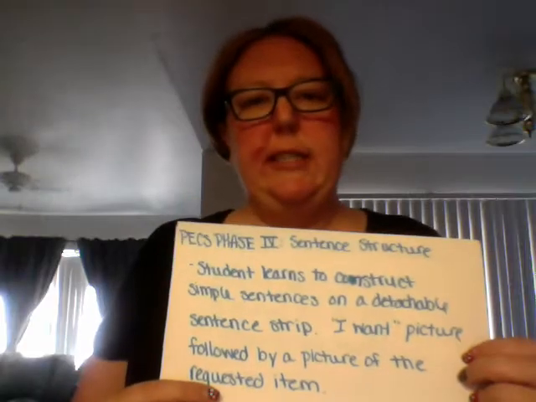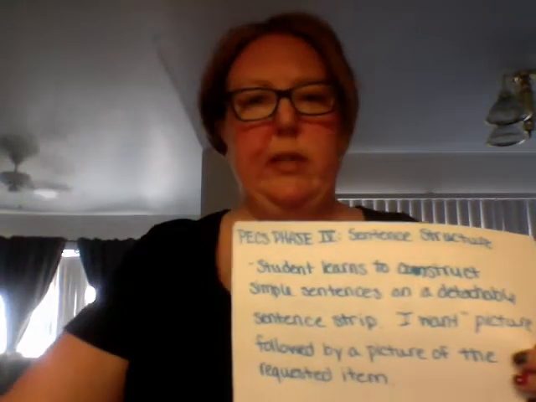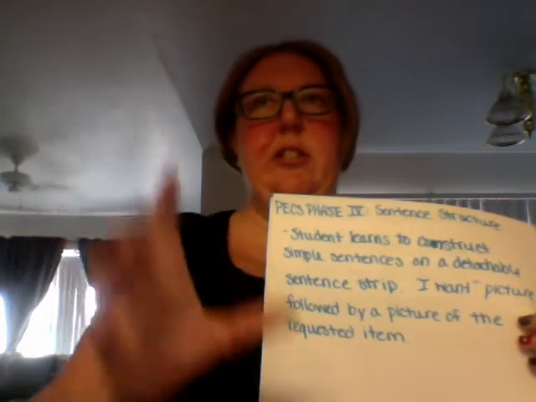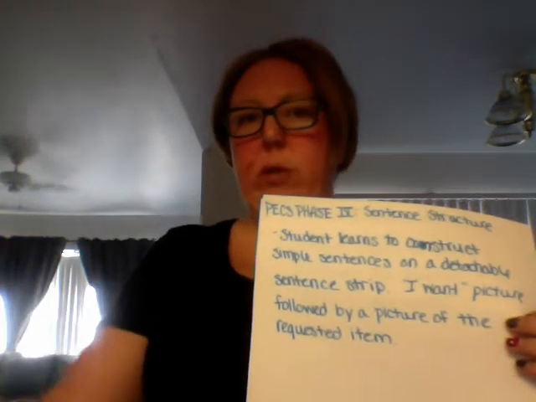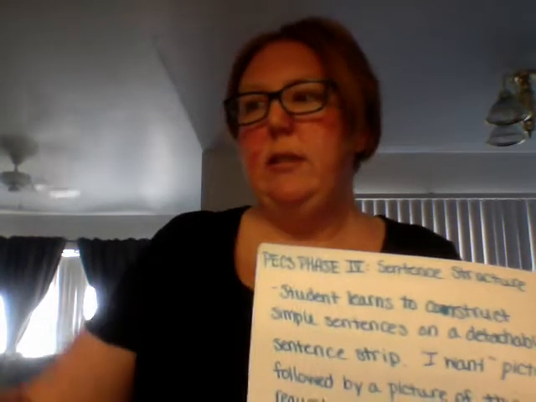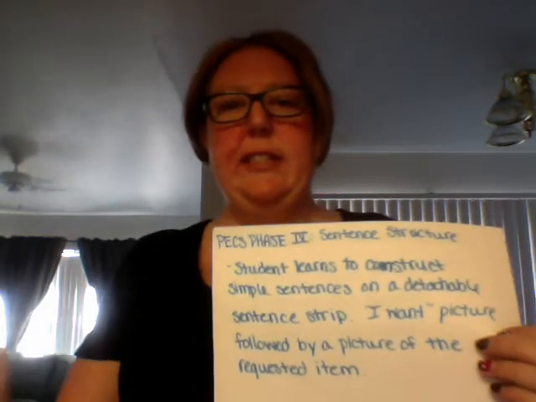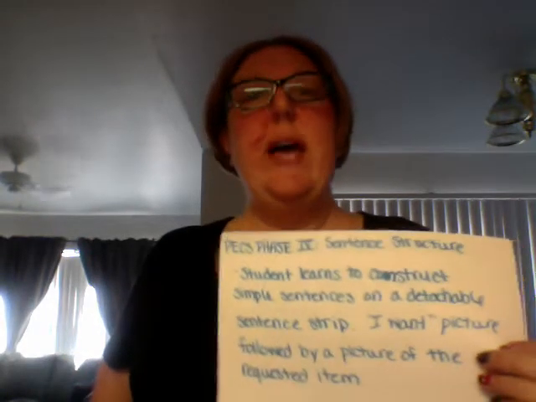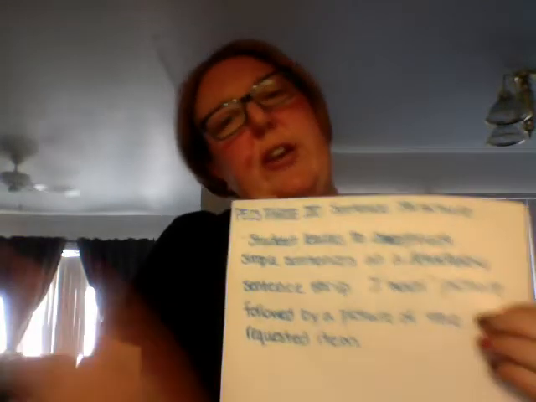PECS Phase 4 is sentence structure. As soon as the student learns, hey, this book right here lets me talk, you want to have a simple sentence strip on a detachable thing that goes in the PECS book as well. And it's an I want picture. So there's a picture that says I want, and then there's room, space, for the student to put what they want. So they want goldfish. At the end of that sentence, they put the goldfish and hand you the sentence strip. And once again, you go, "Oh, Henry, you want goldfish. Here you go."